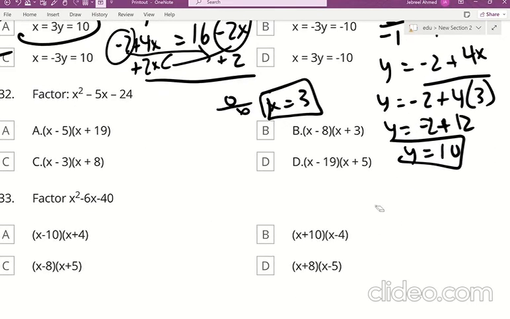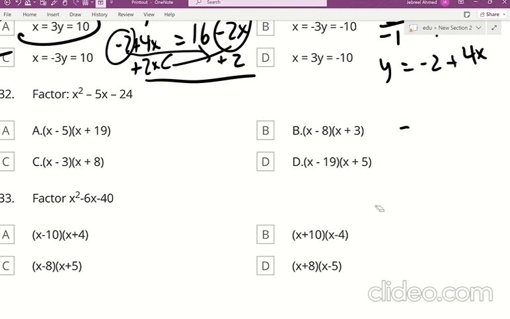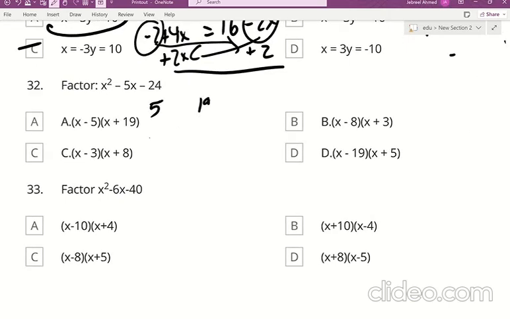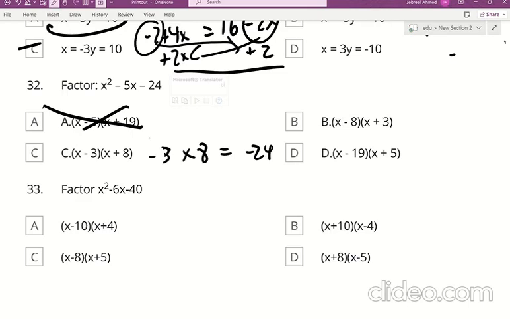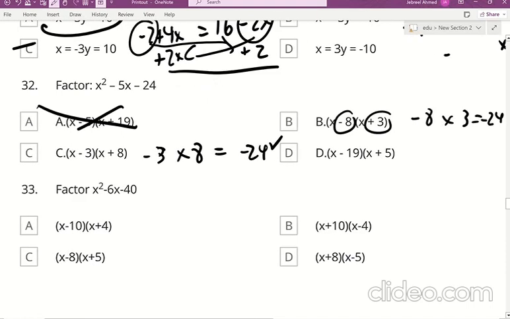Next one, I'll try to go quicker now. We did this before. So I have 5 and 19. If I multiply it together, it does not give me 24. So I know that's wrong. If I take this 3 and I multiply it by 8, it gives me negative 24. So this might be right. We'll check. Negative 8 times 3 is going to give me negative 24. So this one could be okay. And I know negative 19 times 5 is not negative 24.